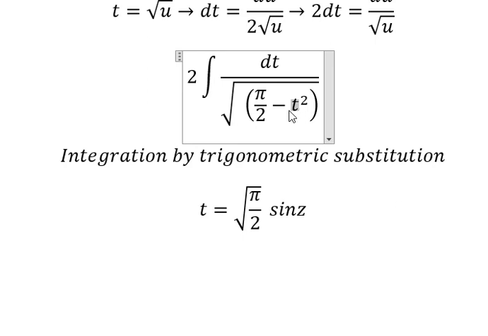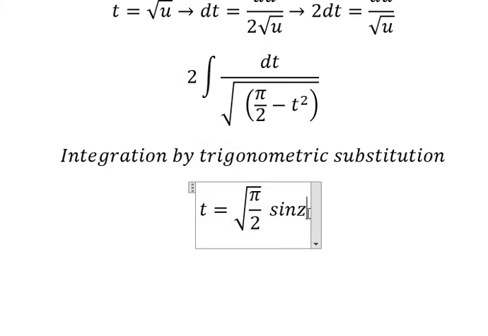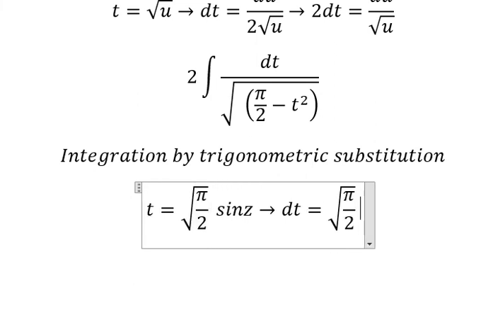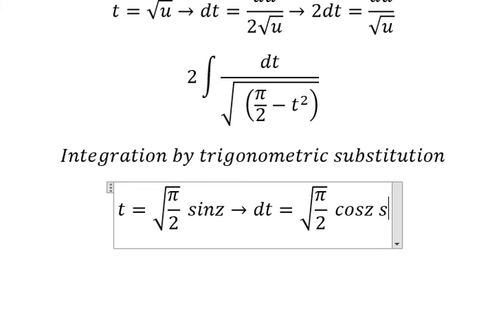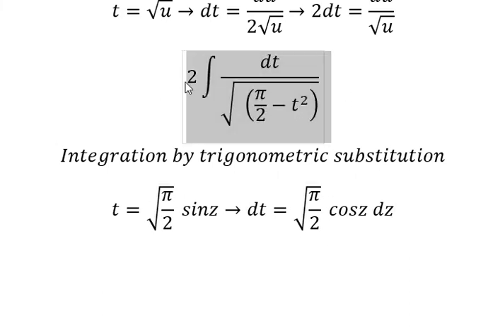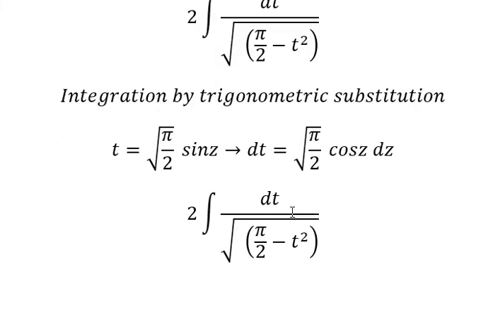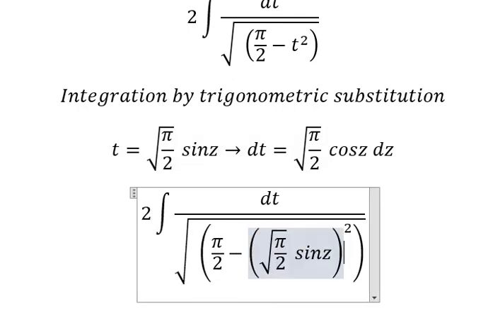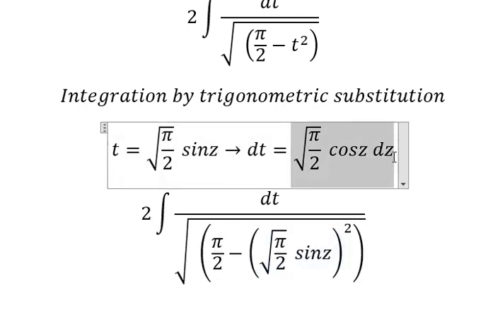1 minus sin z squared we change by cosine z squared, and later we simplify the square root and dt. So we take the first derivative of both sides, and we have the square root of π over 2 cosine z dz. So this one I will put in here. Dt we change by this one.